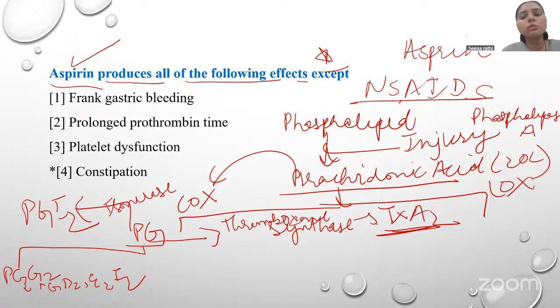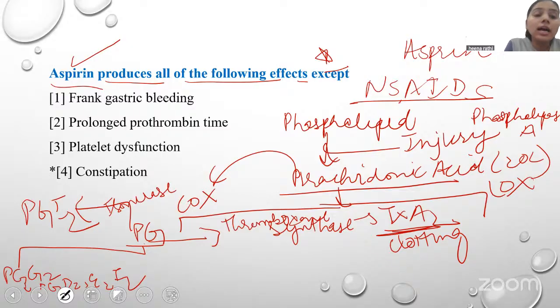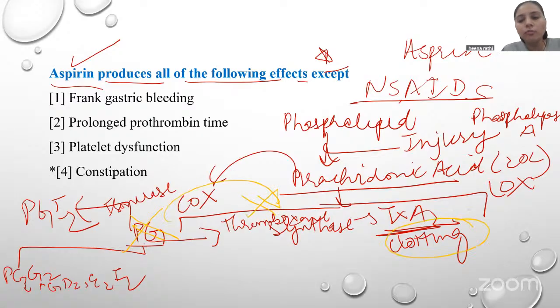Thromboxane is responsible for the aggregation of the platelets, and it is responsible for clotting. These platelets are responsible for clotting. So what is aspirin? Aspirin is the inhibitor of this prostaglandin. When this prostaglandin is not formed, then thromboxane is not formed. When thromboxane is not formed, clotting will not occur. If clotting does not occur, it means bleeding will occur. Bleeding time is going to be increased.